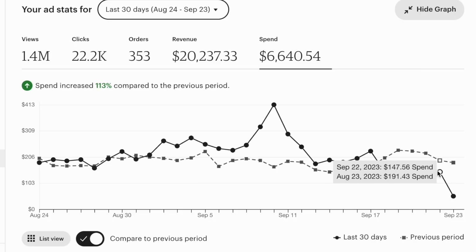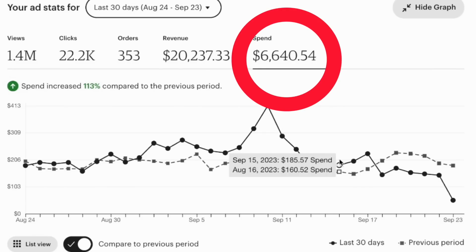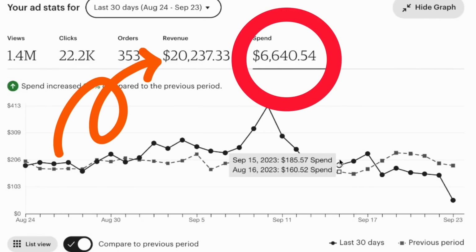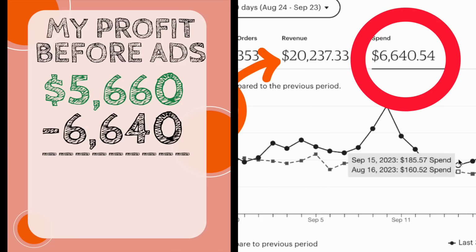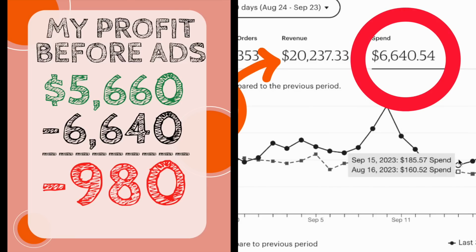You can see at the top there that I have spent $6,640, and my revenue is $20,237, which means I've probably made a profit before ad spend of $5,660, somewhere in that vicinity, which means I'm losing about $1,000 over the last 30 days on my ads.